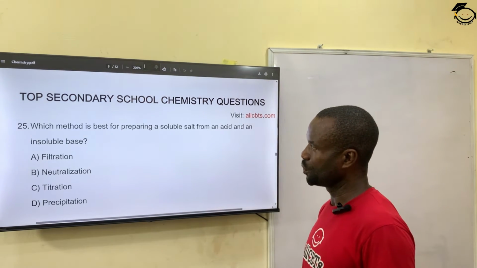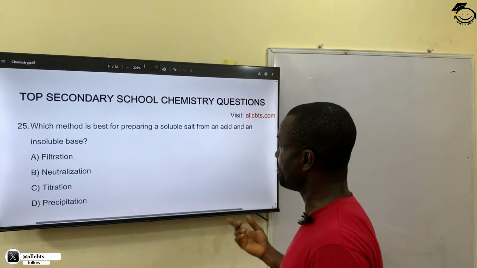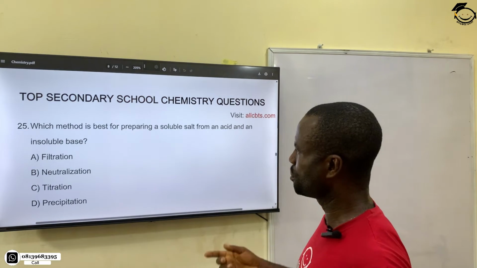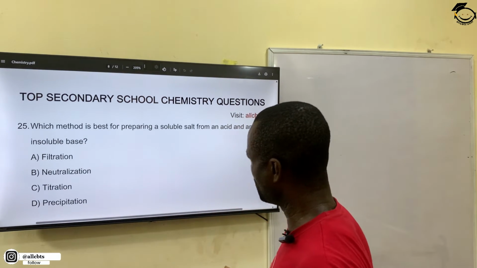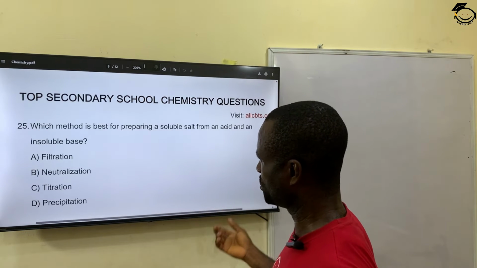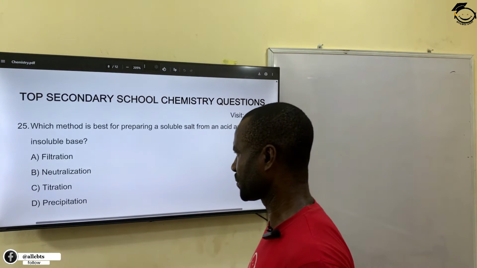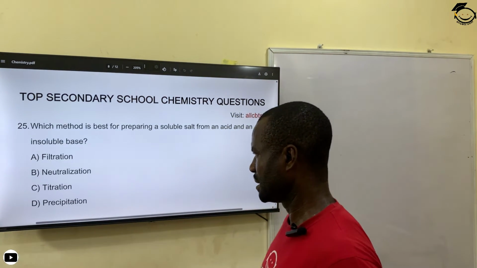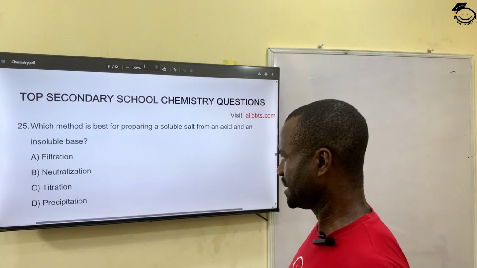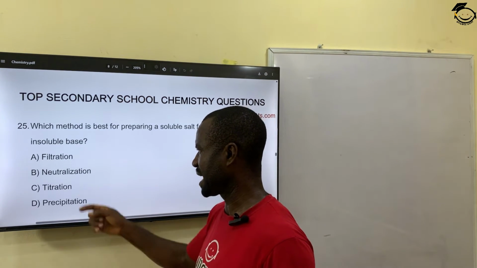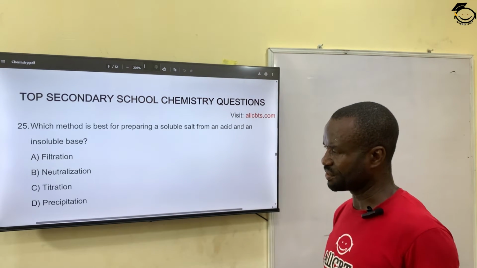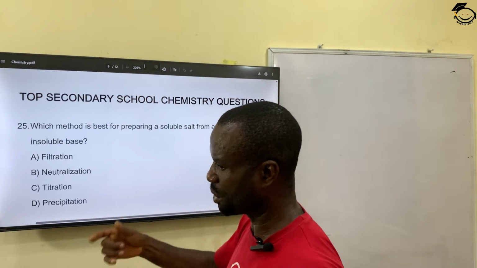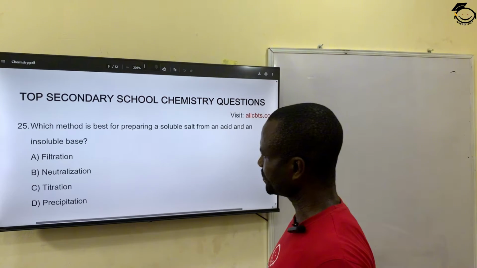Number 25. Which method is best for preparing a soluble salt from an acid and an insoluble base? A, filtration. B, neutralization. C, titration. D, precipitation. The correct answer is titration. You continue to add the acid until all the base becomes soluble. Titration. All right.